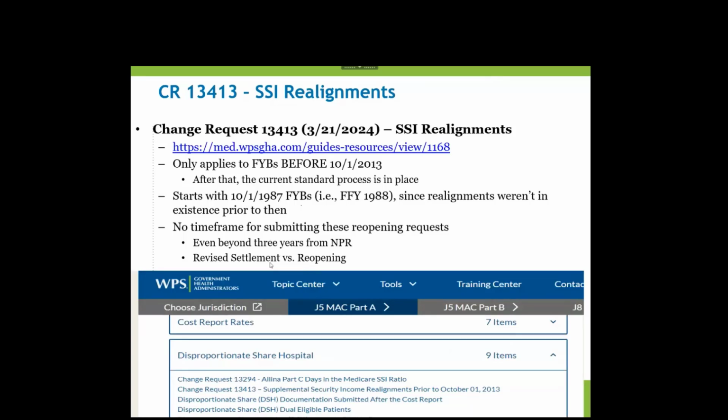No time frame anymore for submitting an SSI realignment request. If it is within 3 years, it's just a normal reopening. We'll refer to it as a reopening. If it's beyond 3 years, we use slightly different terminology, but it's the same effect. We call it a revised settlement instead. Here's the DISH section of the website with, again, those different articles.